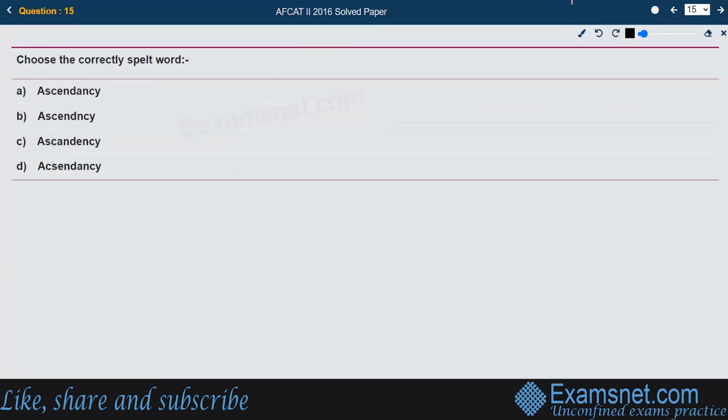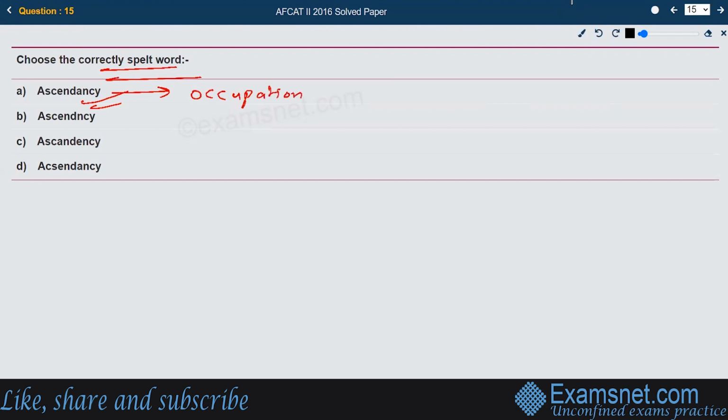Now, what are we supposed to do? We are supposed to find out the correctly spelt word. We have to find out the correct spelling. Okay, so if you look at the options, the right answer is option A. The word is ascendancy. And the word ascendancy means occupation of a position of dominant power or influence.